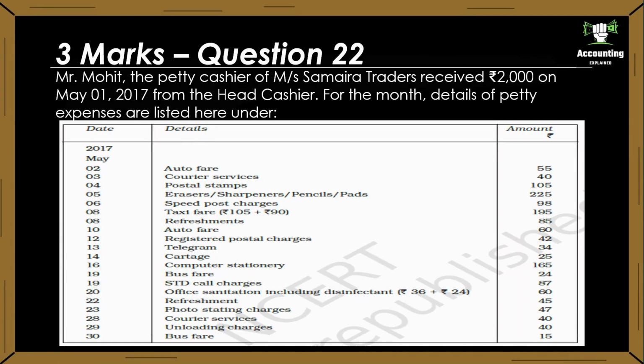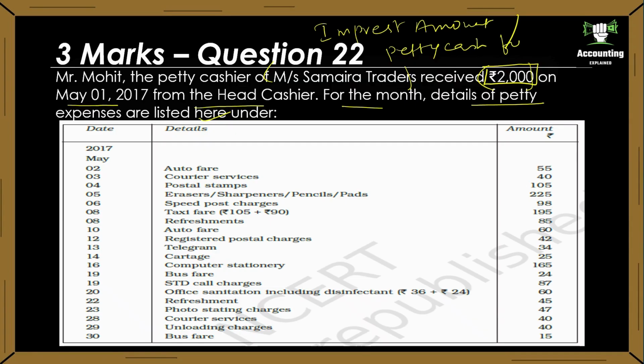Let's solve a question on petty cash book. Mr. Mohit, the petty cashier of Mr. Samaira Traders, received 2000 in May 2017 from the head cashier. For the month, details of petty expenses are listed here under. So this 2000 rupees which is given here is your imprest amount or the petty cash fund. Okay. So the lists are like this: date, details, and amount. Let's see the question now.